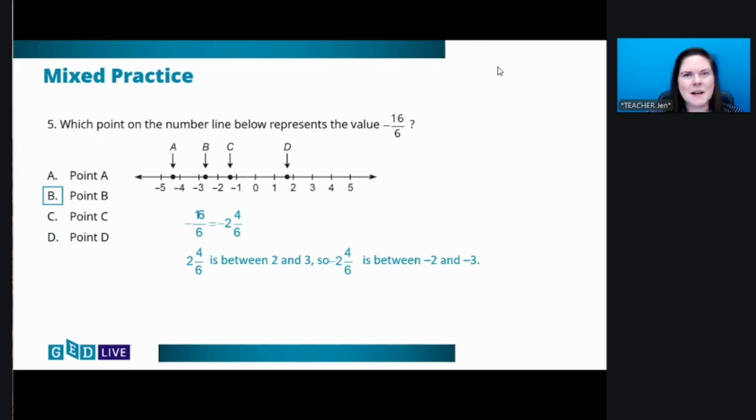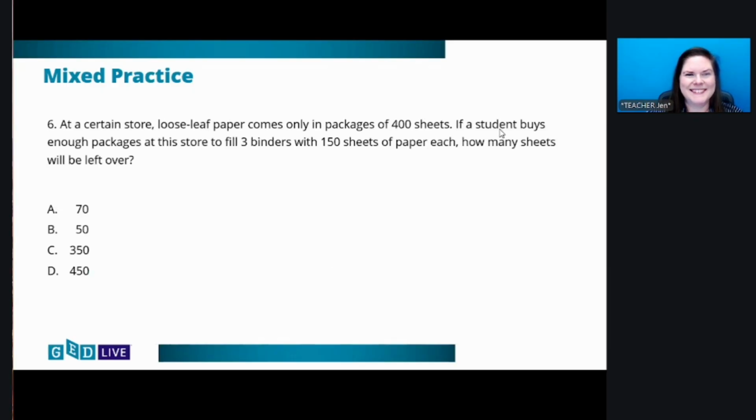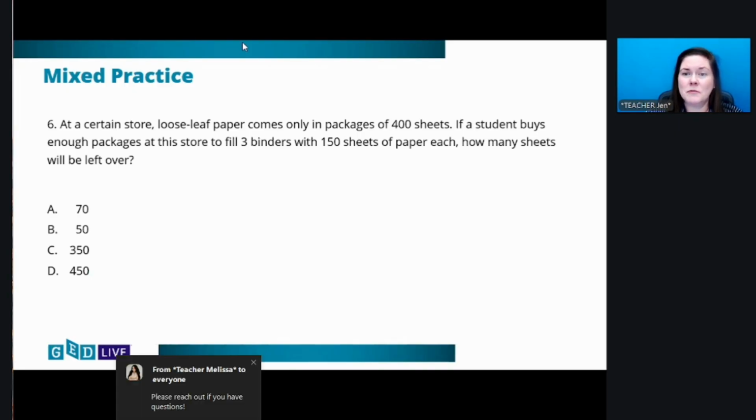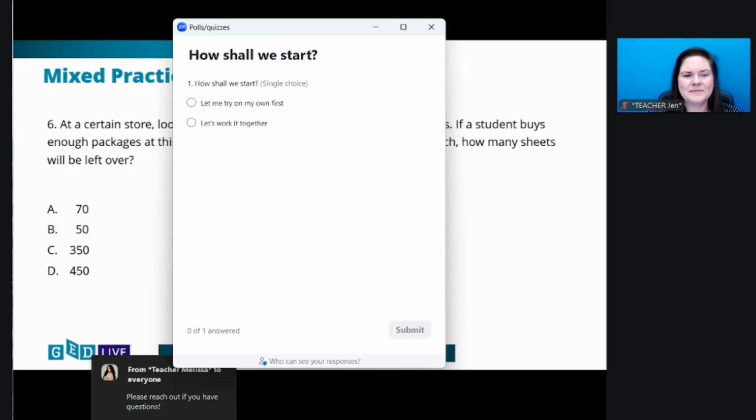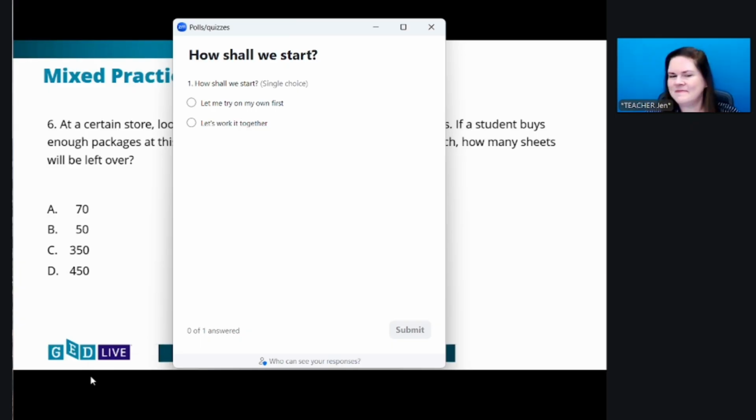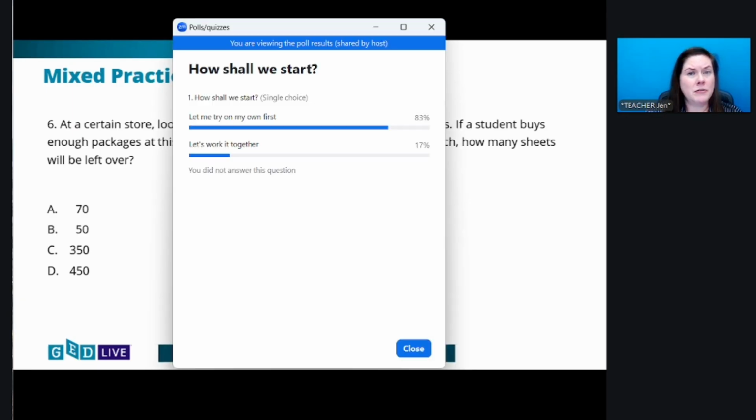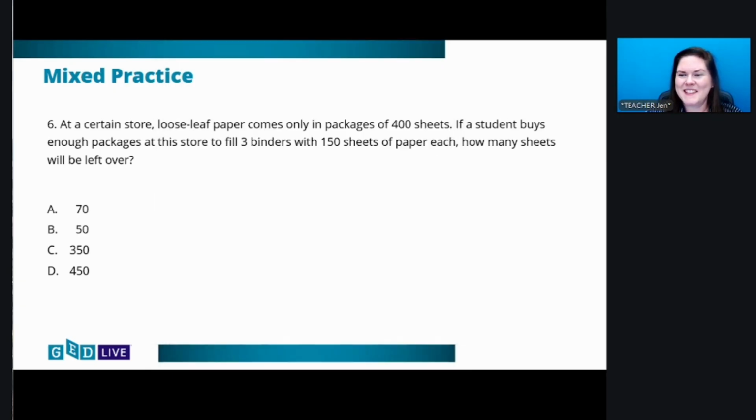If you have questions, please come chat with us. We can help out. Time for one more question. Oh, I have a feeling I know the answer to the question I'm going to give you, but I'm going to ask you to vote in the poll. How shall we start? Good, almost half of us have voted. All right. Looks like you want to try on your own. Okay, we're going to set your timer for 2 minutes. Write everything down. Melissa's got your poll. See you back here in 2.